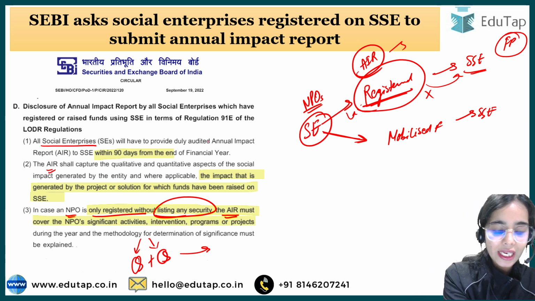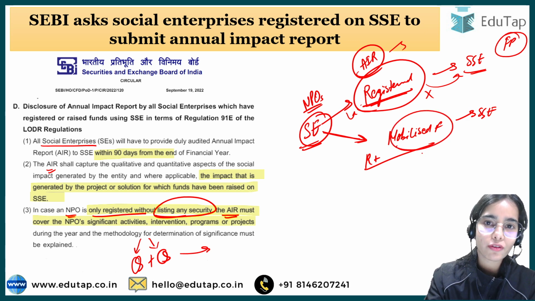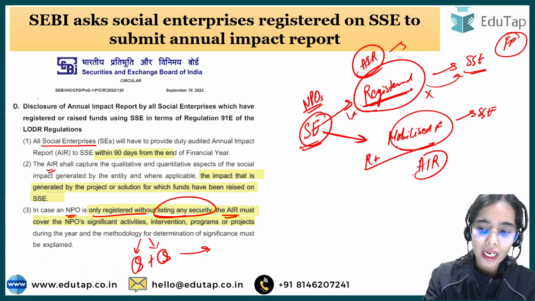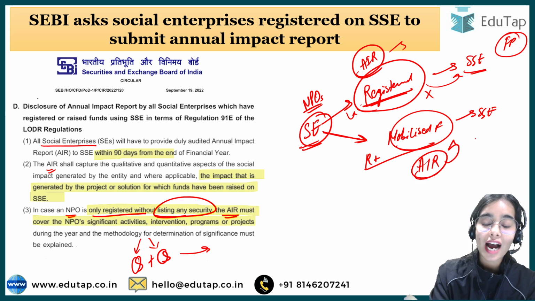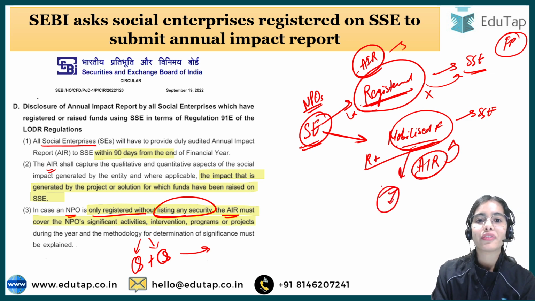Now the AIR, so the social enterprises that are registered and that have also mobilized the fund, they also have to release the AIR, and they specifically have to mention where this fund has been used and how much impact has been generated by using this fund.